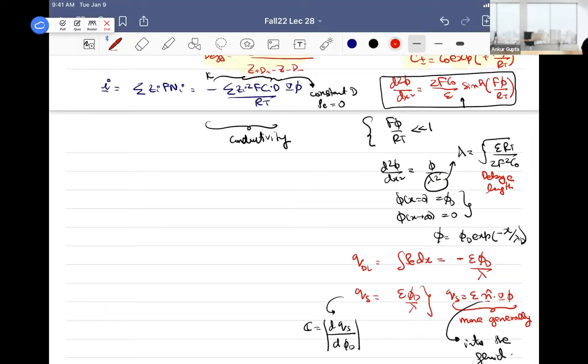And we discussed how Debye length is generally small. And we found a solution, which was the exponential decay solution here.